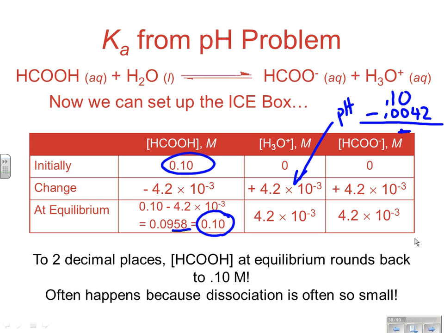So that's why when we get into certain situations, we can end up ignoring a value, which helps us avoid the quadratic later on. And remember here, to 2 decimal places, the HCOOH at equilibrium is 0.10 molar. And remember, that's often going to happen if our dissociation is small compared to our initial concentration. That's really the key, is how much is it dissociating compared to what we have. And that's really where this 5% rule comes in. If you're less than 5% dissociation, you can end up ignoring how much you go down.